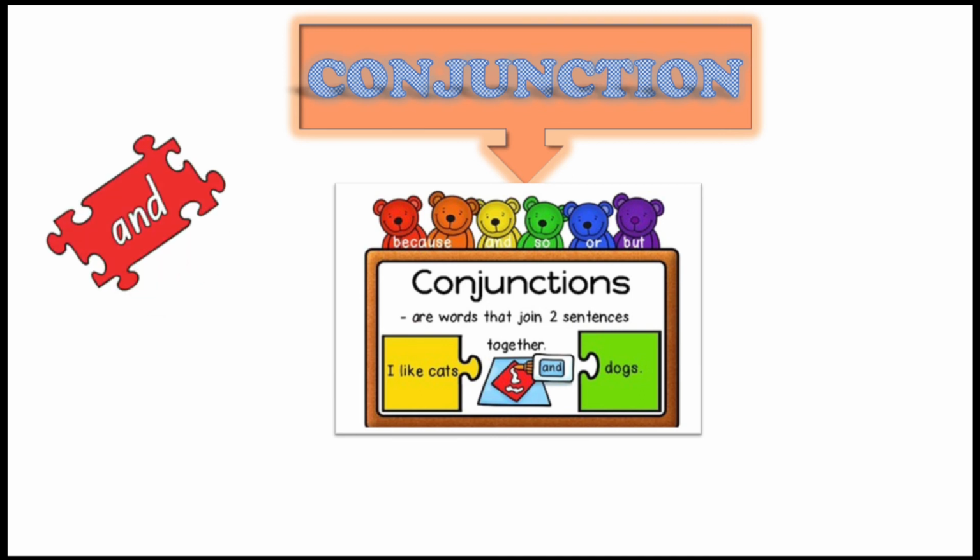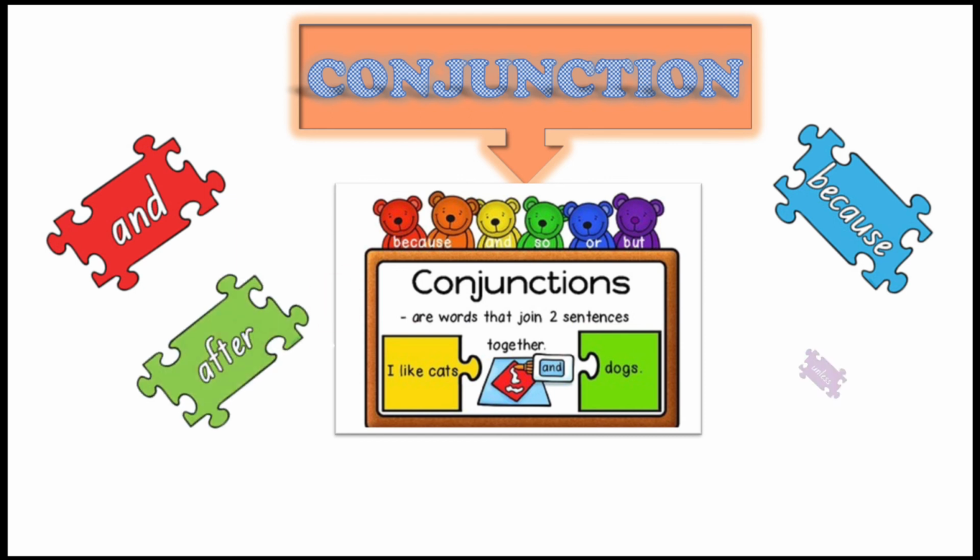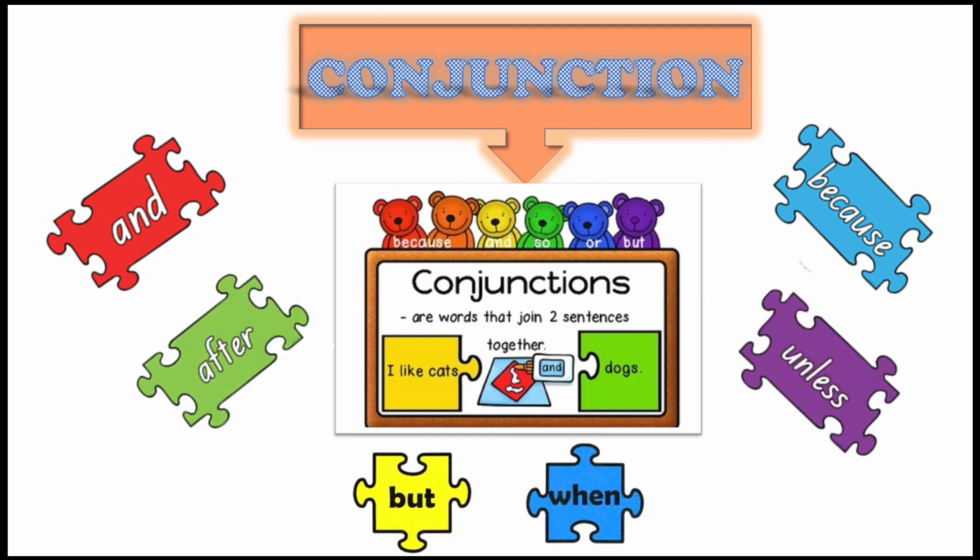This is and, because, after, unless, but and when. These all are conjunctions. There can be more conjunctions than these, depending on the sentence and how we want to say it; in that way we can use conjunctions there. We will see this once again. Conjunctions are words that join two sentences or two words together. For example, I like cats and dogs.